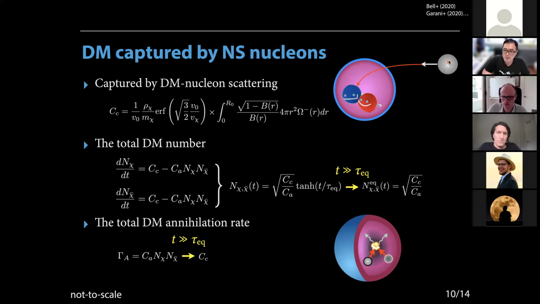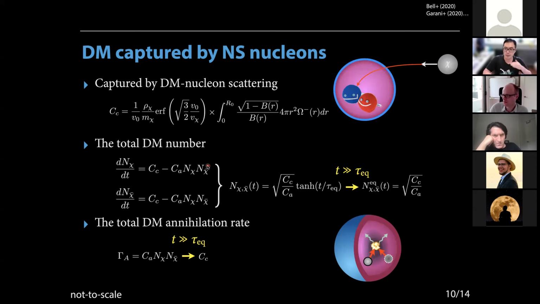When this dark matter falls into the star, it can further scatter with neutrons or the baryons inside the star. After the scattering, if the dark matter loses significant kinetic energy and its final velocity is smaller than the escape velocity, this dark matter will be permanently trapped by the neutron star. This is what we call the capture rate of the neutron star. The capture rate, in principle, increases the number of dark matter, N_chi, inside the star.